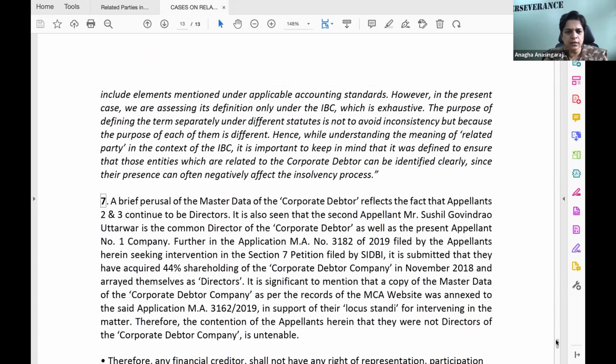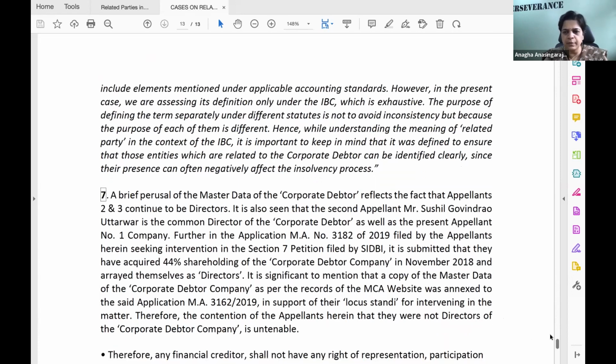So here in this case, the various facts were laid before this NCLT.